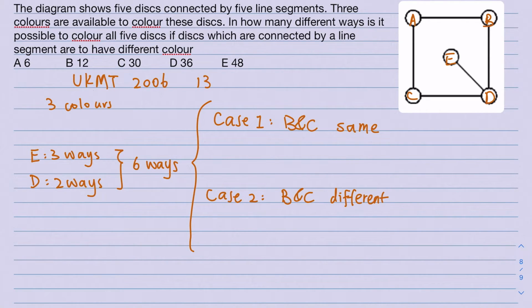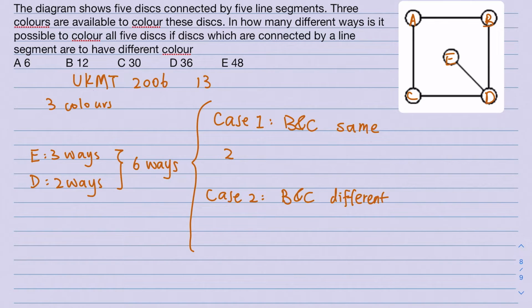Okay, so let's look at case 1 where B and C have the same color. So right now, we know the colors of E and D are determined. So how many ways can we color B and C? 2, right? There are 2 ways to color B and C, well, because it can't be 3, because it can't be the same color as D. And so it has 2 remaining colors to color B and C for every color D has.